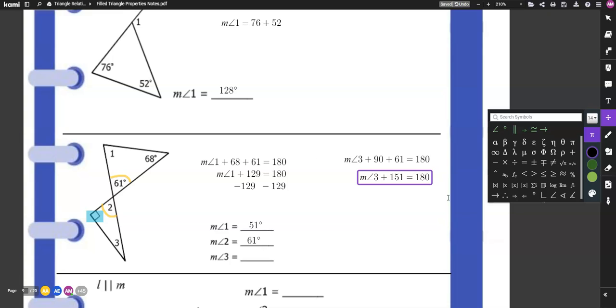From there, we're going to go ahead and subtract 151 from both sides. And that leaves me with a measure of angle 3 of 29 degrees.